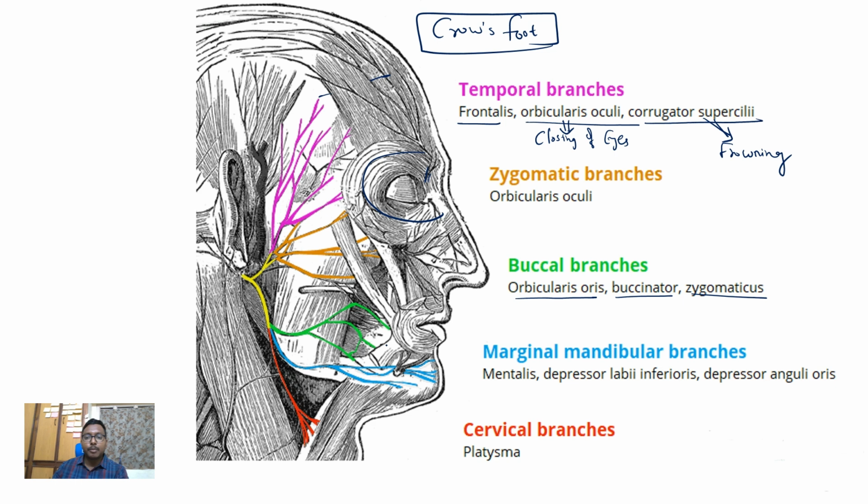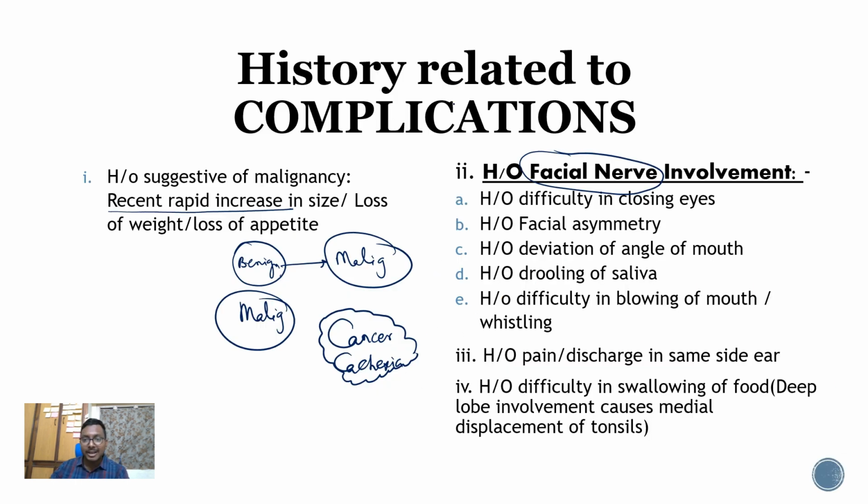Then another important point you need to ask is, so these are all the important history regarding the facial nerve involvement. You can remember top to bottom. So one is difficulty in closing eyes, then whether there is any facial asymmetry, then whether there is any deviation of angle of mouth, then whether there is any drooling of saliva, and the last one is history of difficulty in blowing of the mouth or whistling. Okay, so these are the important questions in history we want to ask to know whether facial nerve has been involved or not. Then I told you history of pain or discharge in the same side here, because this is because of the radiation of pain in advanced malignancy.